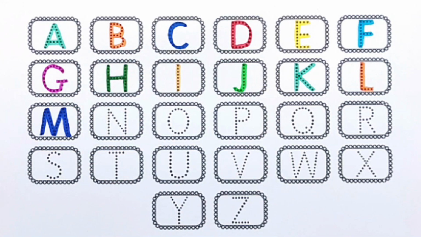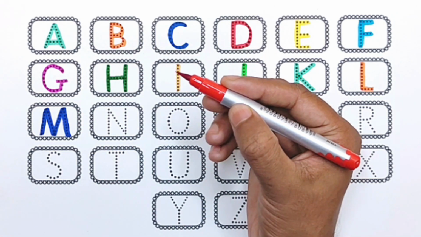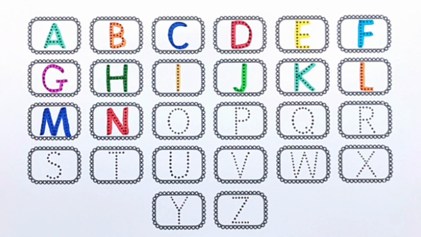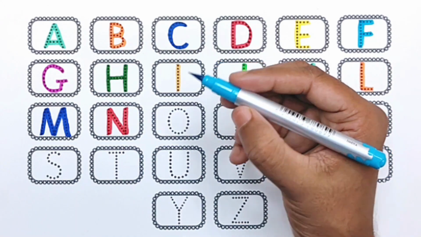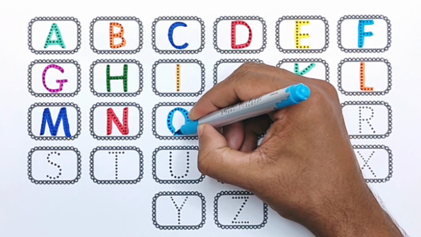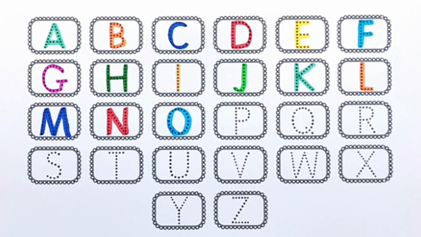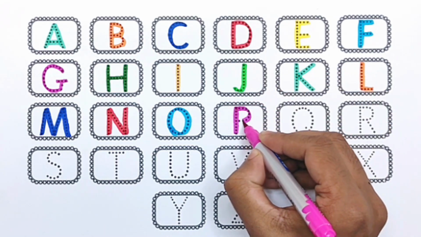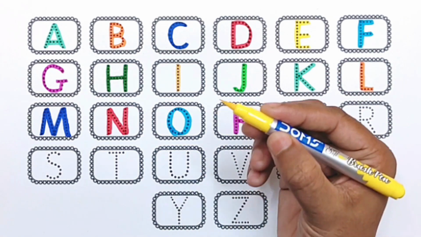M for mango, red color. N for nuts, sky blue color. O for onion, pink color. P for pineapple, yellow color.